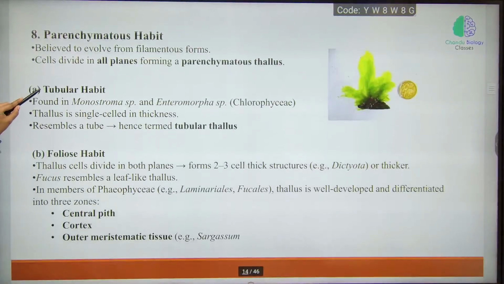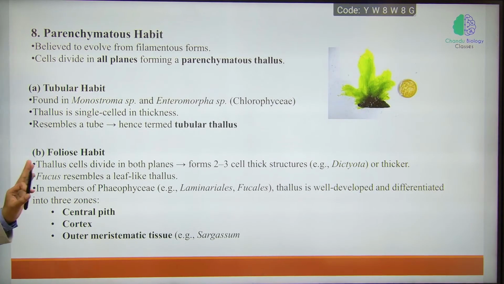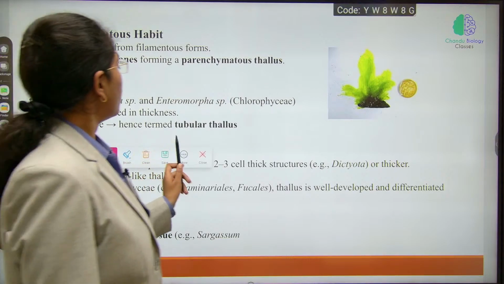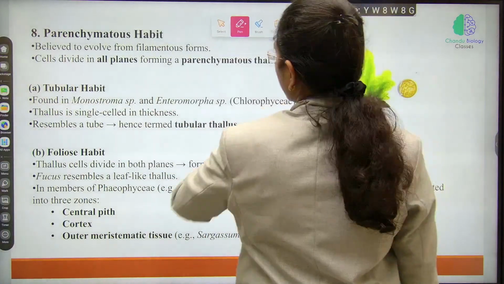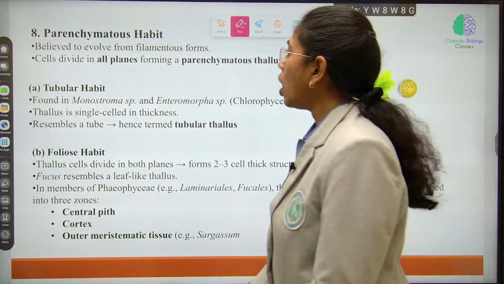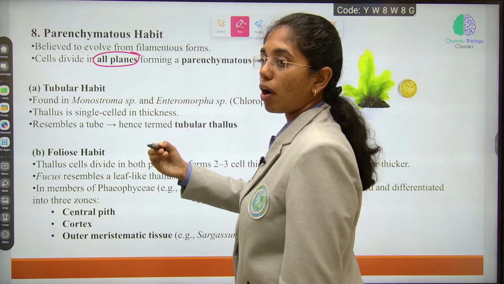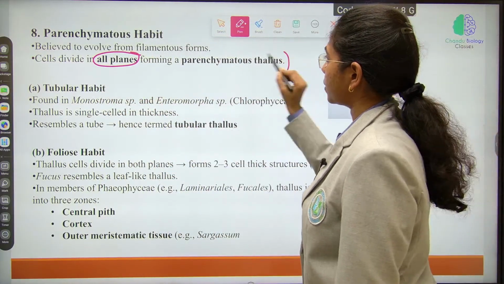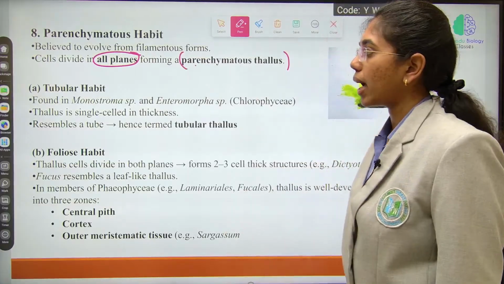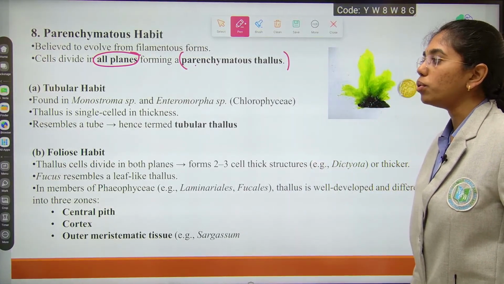Last thallus habit here is parenchymatous habit. This is believed to evolve from filamentous forms, where cells will divide in all planes. Cells divide in all planes here, which form a parenchymatous thallus. Okay, complete parenchymatous thallus is formed. This parenchymatous habit is of two types again.